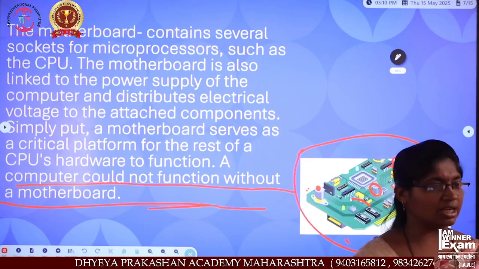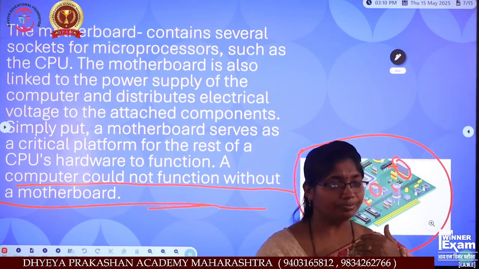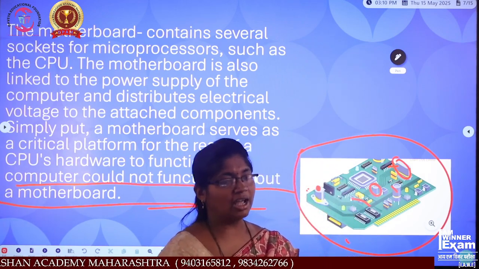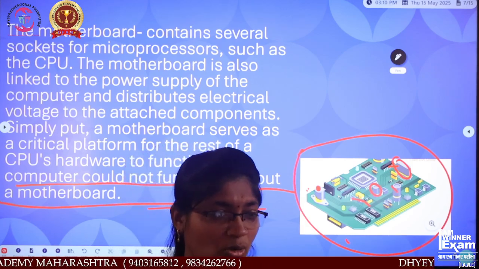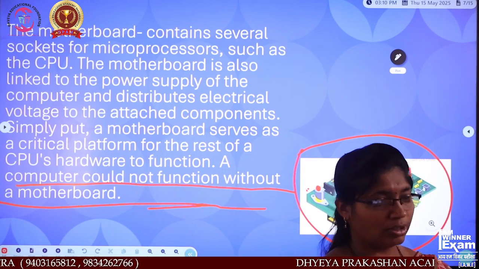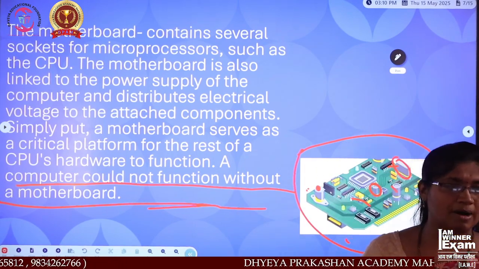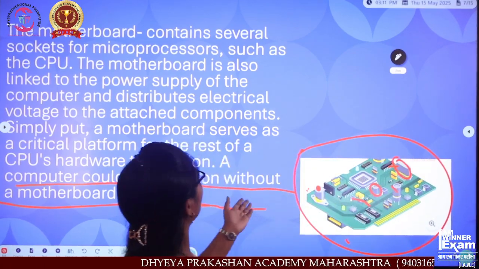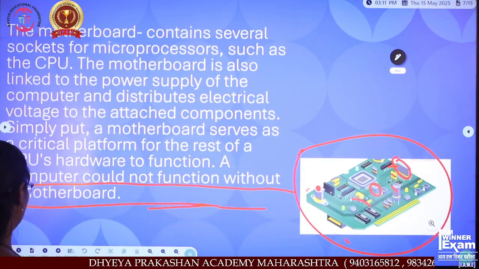A motherboard serves as a critical platform for the rest of a computer's hardware to function, and a computer could not function without a motherboard. The motherboard is also linked to the power supply on the computer and distributes electrical voltage.